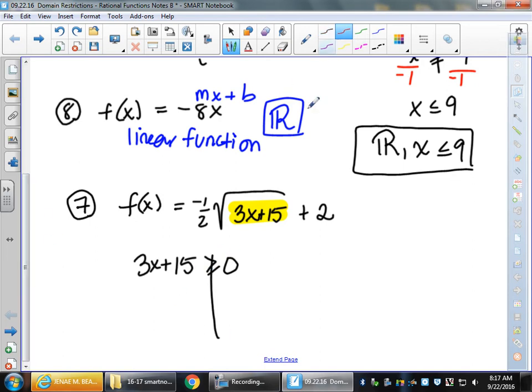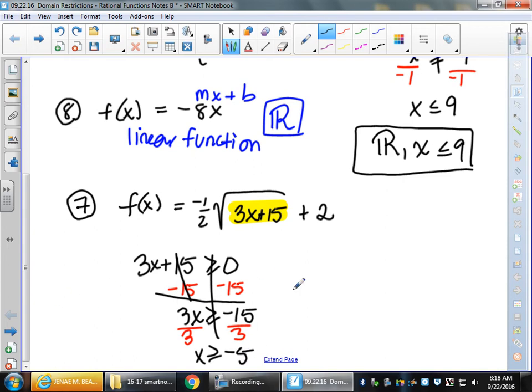What did you guys get as an answer? Remember, negative 5 is part of the answer, but it's not the answer. Good. I am agreeing with you here. I got x greater than or equal to negative 5. And then for our answer, all real numbers, x greater than or equal to negative 5.